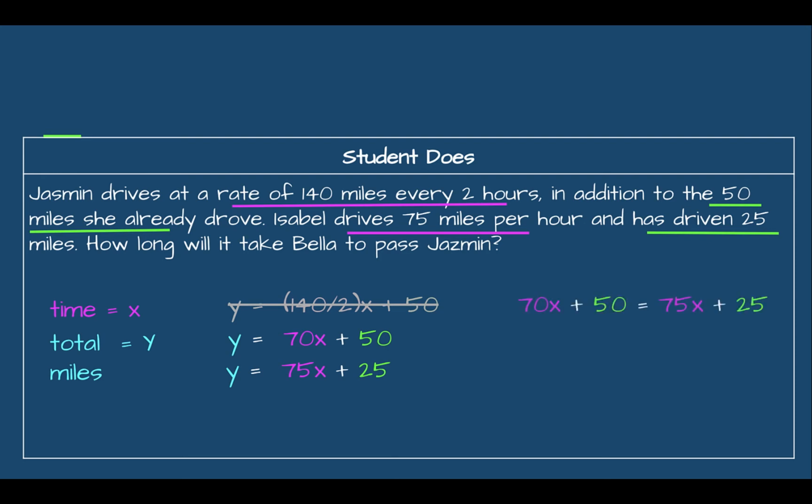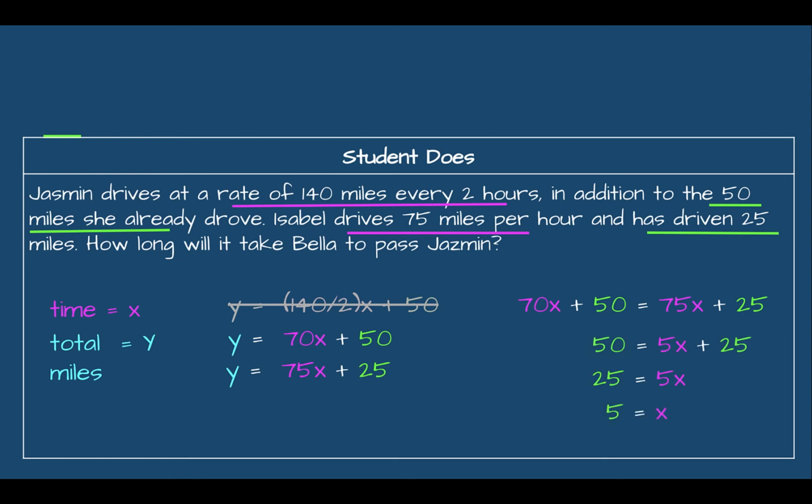Again, this is set up for substitution, so plug one of them into the other. Here I plugged the first one into the second. Solve through. You should have figured out that x was 5.